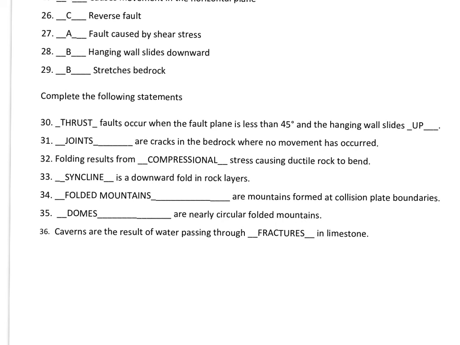Lastly, caverns are the result of water passing through fractures in limestone. Let's recall that limestone will dissolve in a mild acid, like a carbonic acid. And carbonic acid forms in rainwater when water passes through the atmosphere, picks up the carbon dioxide, now making a carbonic acid that will start to dissolve the limestone as it passes through the cracks and the fractures. That's where we're going to get our caverns from.